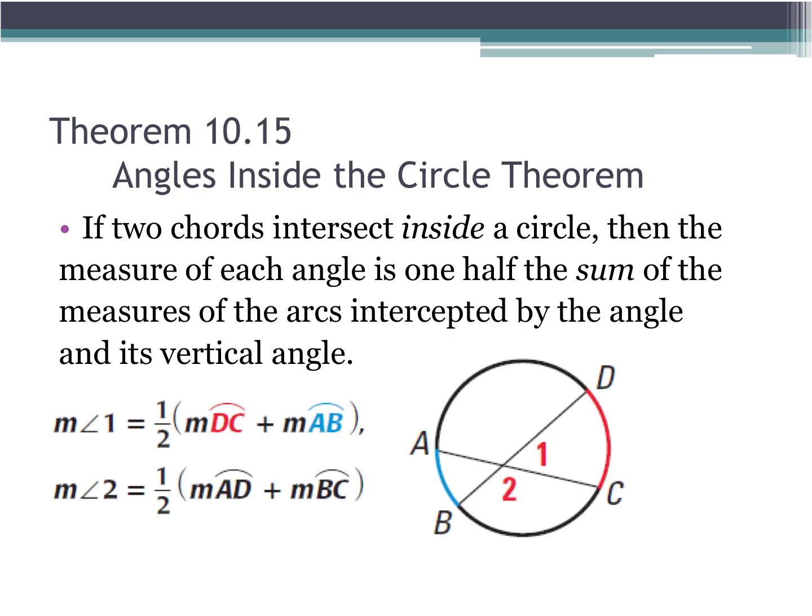Now we're going to go over theorem 10.15, which is the angle inside the circle theorem. Just so you guys have an idea, this is going to look like a floating angle. So let's read it. If two chords intersect inside a circle, then the measure of each angle is 1/2 the sum of the measures of the arcs intercepted by the angle and its vertical angle.